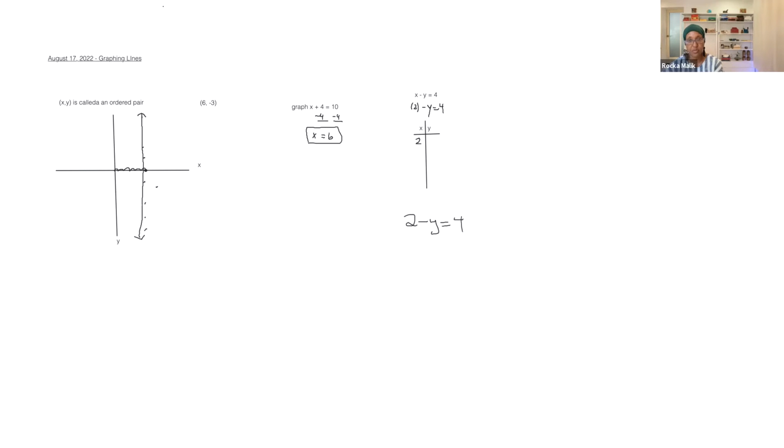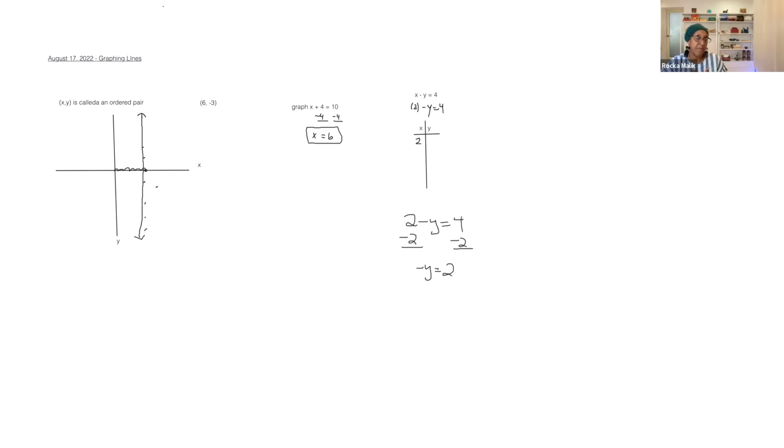I'm going to move the 2 to the other side, because I want to end up with this like a seesaw. I want to have all my letters on one side and all my number stuff on the other side of the equal sign. 2 minus 2 is nothing, and I'm left with minus y equals 2. And I don't want the value of minus y, I want the value of just a y.